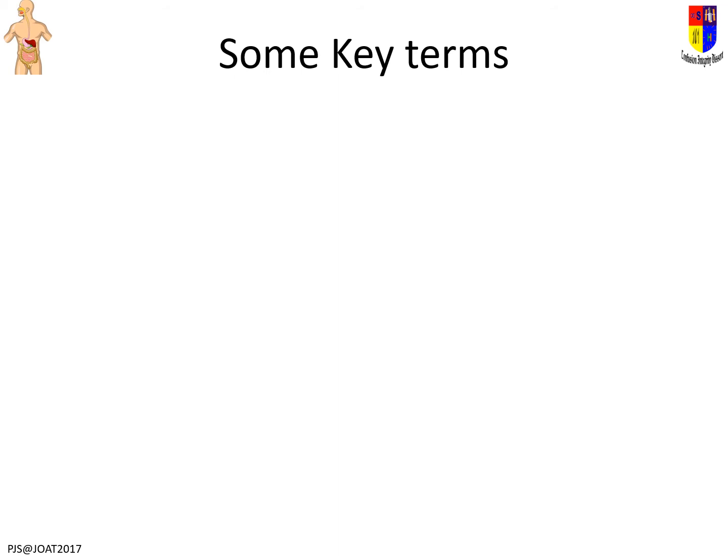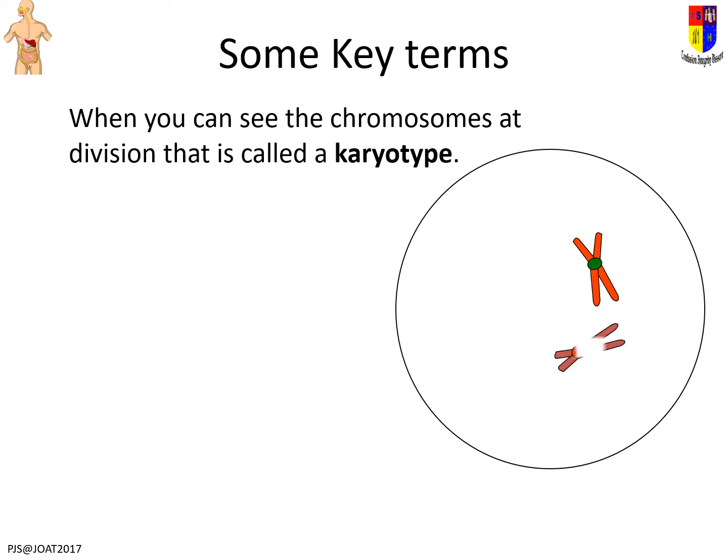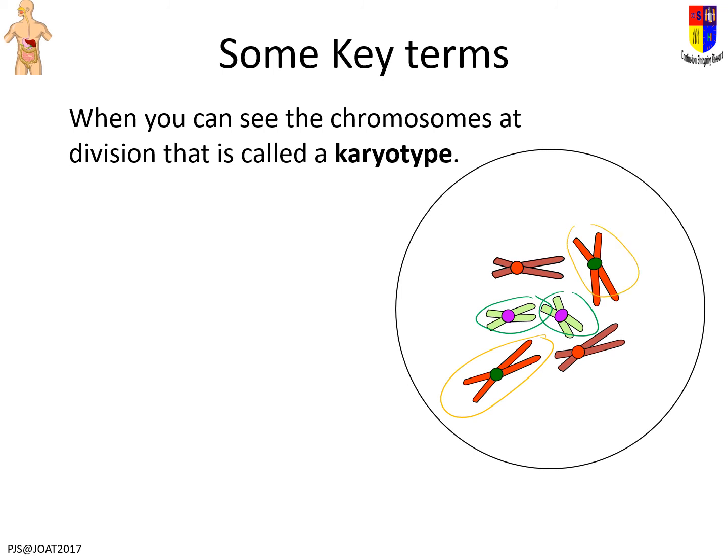Some key terms that you're going to need to know. Okay, when you see the chromosomes at division, when they're out of the nucleus and they're all condensed down, then this is called a karyotype. Now this one that I was using in the diagrams to try and make it a bit easier only has 6 chromosomes, but you should be able to see that what we have are 3 pairs to make up the 6. So we've got 3 different types. Okay, so what we have here is 6 chromosomes, but what we have is 2 sets of 3.